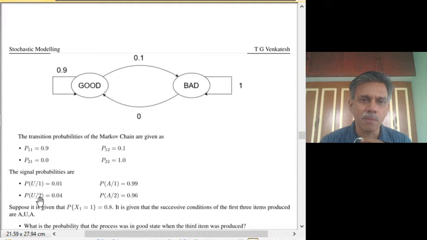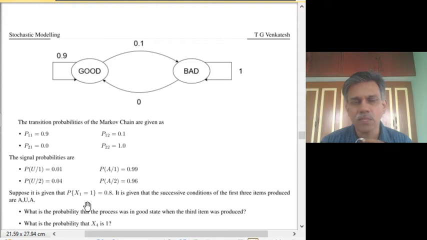Similarly, we model it for the bad state. In the bad state it produces more unacceptable items, therefore this probability has to be larger than the corresponding probability of state 1. So P of U given 2 is 0.04, that is 4% of items are defective, and 96% of items are acceptable in state 2, or the bad state. Further, it is also assumed that to begin with the machine is in the good state with a probability 0.8, and therefore it is in a bad state with a probability 0.2.